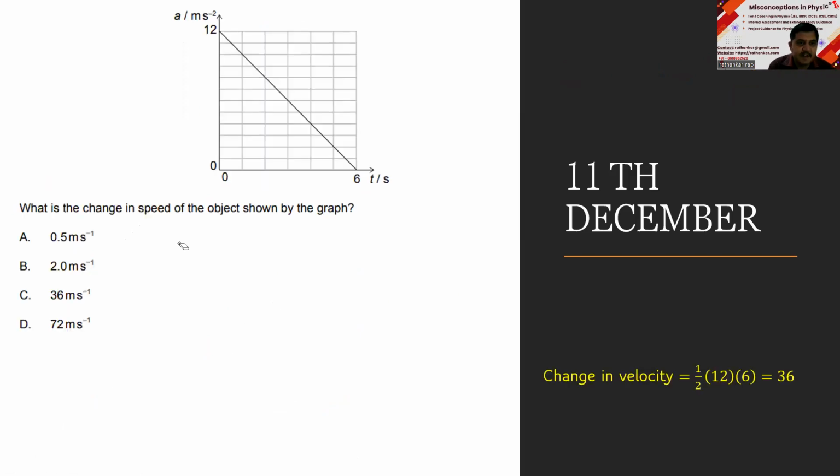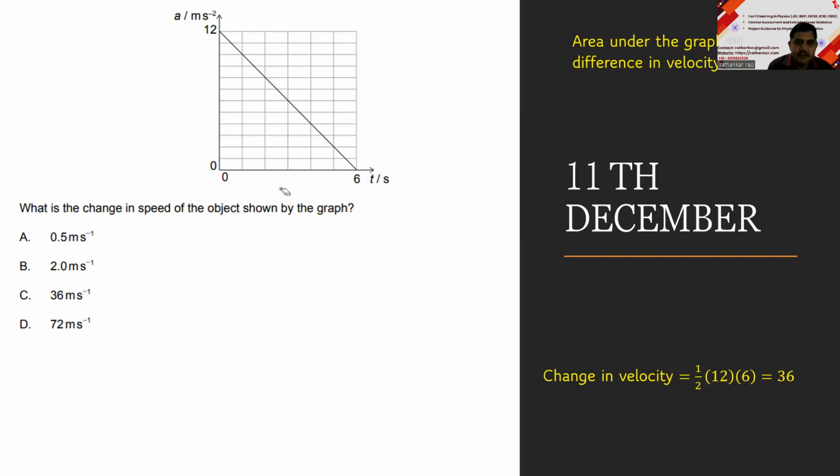What is the change in the speed of the object shown by the graph? Now here what you need to do is look at this plot of A versus T. See, the area under the curve will give me the change in velocity, right? The area under the graph gives me the difference in velocity. That's what you get over here, and as a result you get V2 minus V1. What is being asked? Change in speed of the object shown by the graph, right?